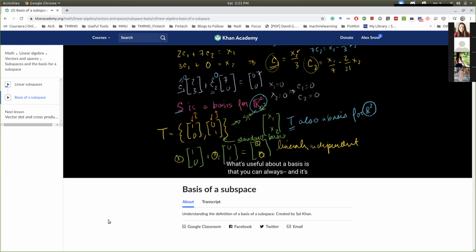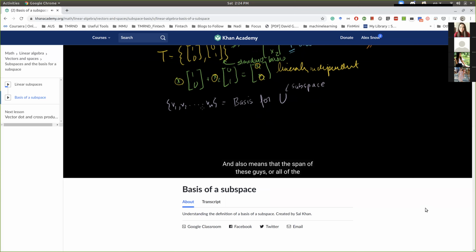So let me show you that. Let's say that the set V1, V2, all the way to Vn, is a basis for, I don't know, just some subspace U. So that means that these guys are linearly independent, and also that the span of these guys, or all of the linear combinations of these vectors, will get you all of the possible members of U. Now what I want to show you is that each member of U can only be defined by a unique combination of these guys. Let me be clear about that.